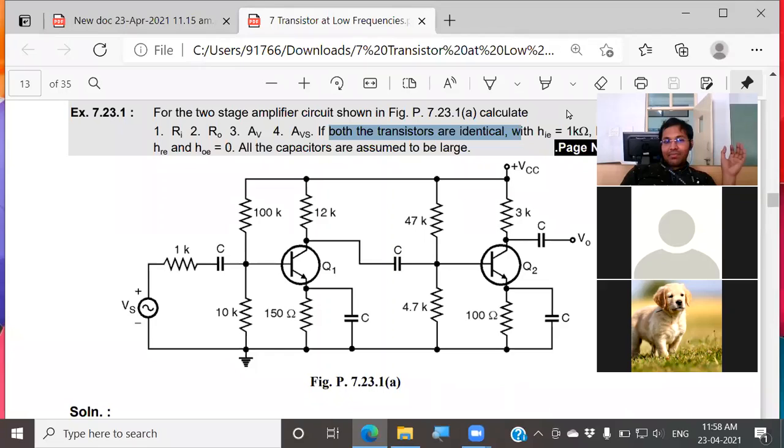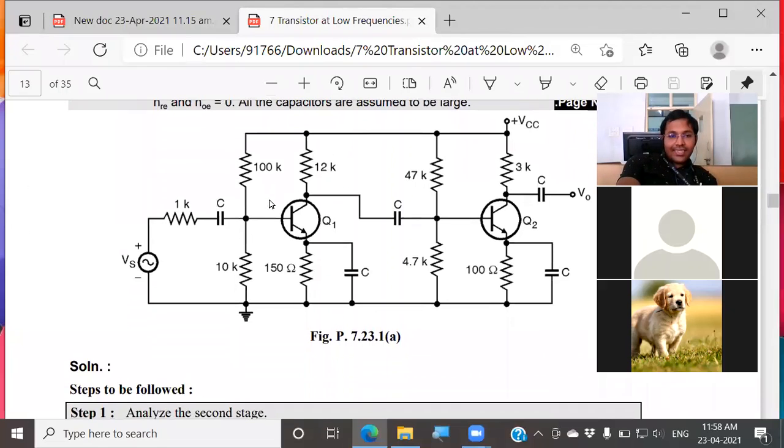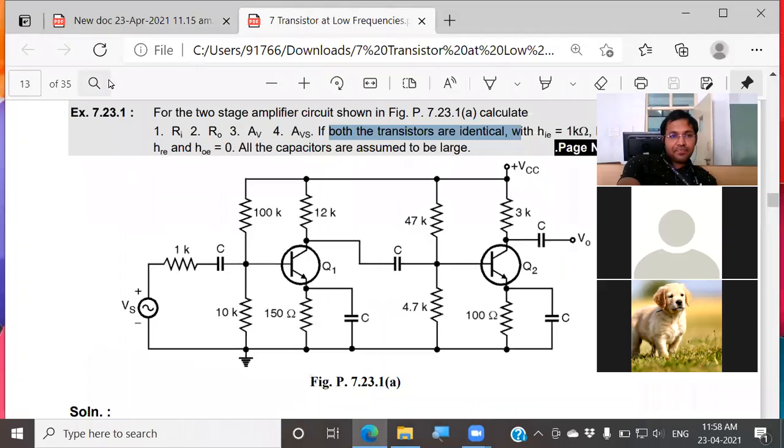The technique is the same. Just do your KVLs, KCLs, and whatever results you get, write down. Any question, boldly attempt. Don't see this big circuit and be afraid in the exam. Anyway, so let us go into the solution of this.